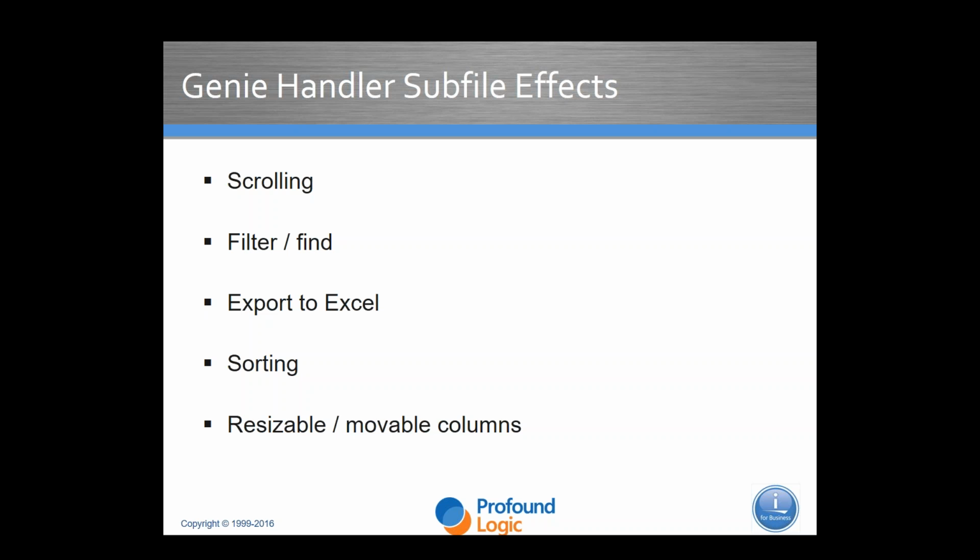are on screen. Other features like that you can enable now on your subfiles in Genie are the export to Excel, sorting the records by clicking on the column headers, and even allowing the user to resize or move the columns in the subfile grid.